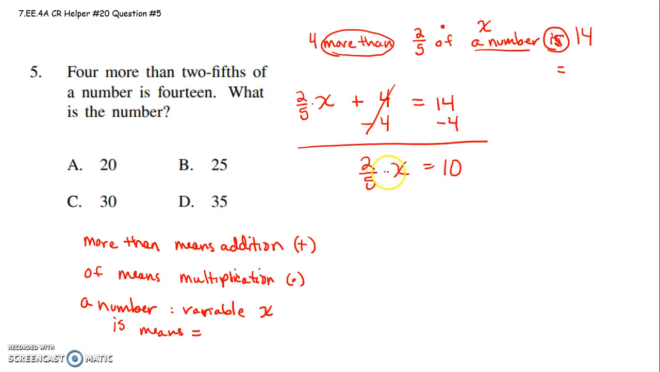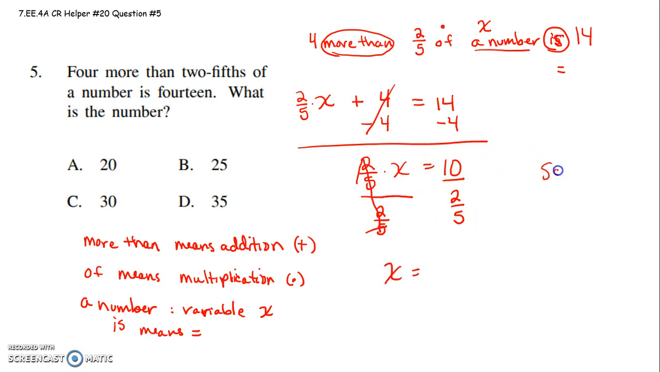Then I look at the operation between the X and the 2/5, that's multiplication. How do we undo multiplication? We undo multiplication using division. I'll divide the left-hand side by 2/5 to get X alone, and I'll divide the right-hand side. If I'm dividing the left-hand side of the equal sign by 2/5, I have to go to the right-hand side and also divide that by 2/5. 2/5 divided by 2/5 is a fancy form of 1. 1 times X is just X equals.